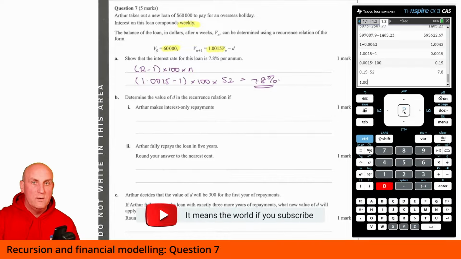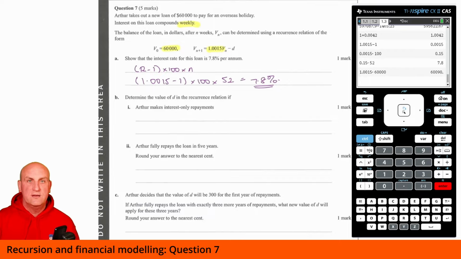So I'm going to do 1.0015. I'm going to multiply that by 60,123, and that's going to give me 60,090. Now, basically, to get that back to the 60,000, what am I going to do? So if I take away 60,123, then I'm going to have an interest of $90.